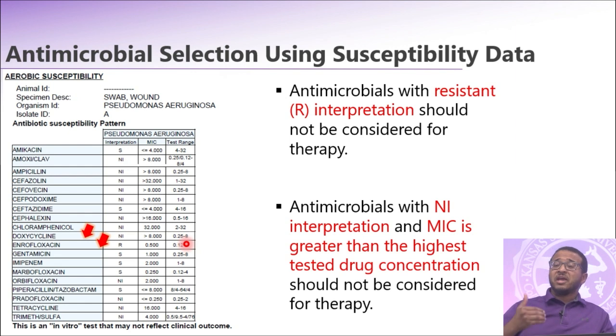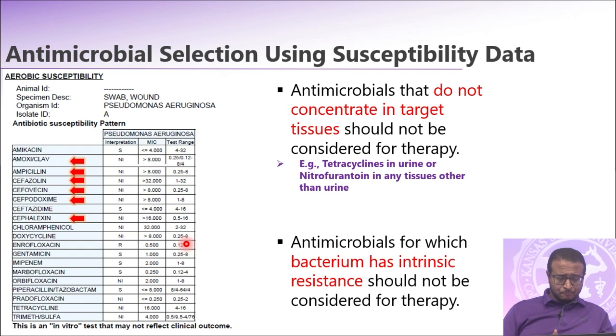This could be 8.1, it could be 80,000 micrograms per mL of doxycycline. We don't know. That's why this specific drug cannot be used at this point.